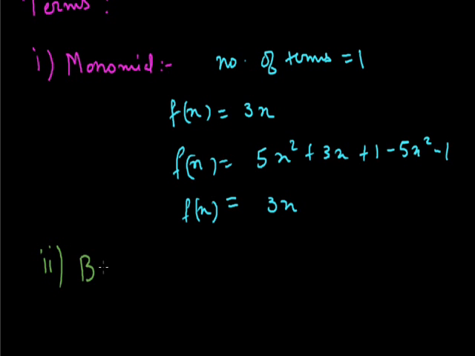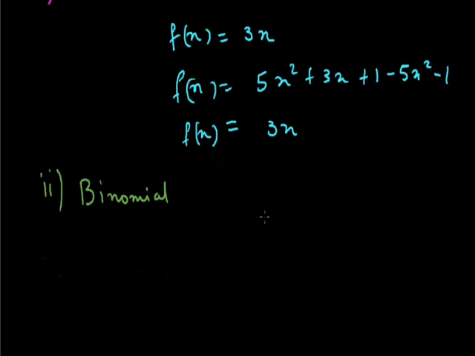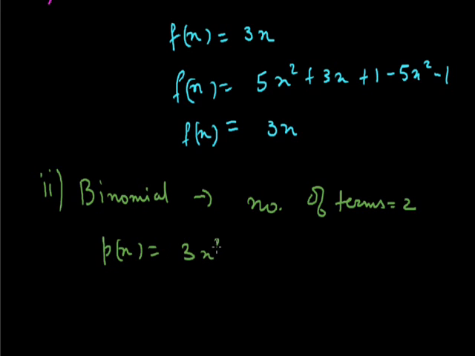Second is the binomial. Mono means one, therefore the number of terms present in a monomial was 1. Here we have the binomial. Bi means 2. Therefore the number of terms present in a binomial will be 2. For example, if we are given p(x) = 3x square plus 2, then it is a binomial since the number of terms is 2. The first is 3x square and the second term is 2.